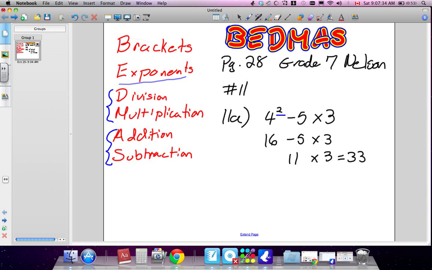Good. Now we look. Do we have any division or multiplication? Multiplication. Yes. Where do we have it? 5 times 3. In the question, what did they do, though? They did subtraction. They did the subtraction first. So that's incorrect, right? So let's circle it from there. This was wrong.